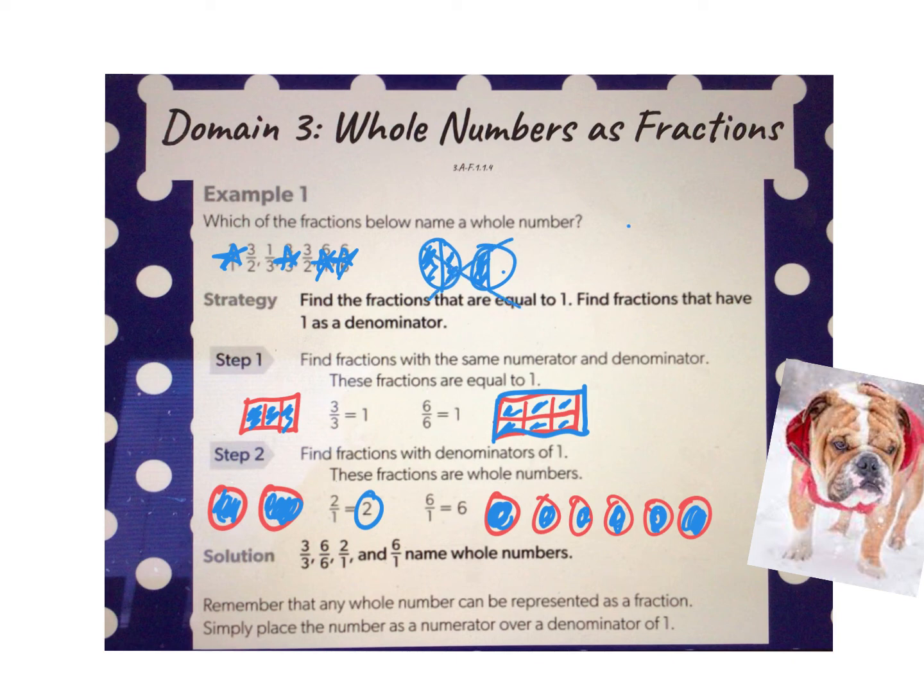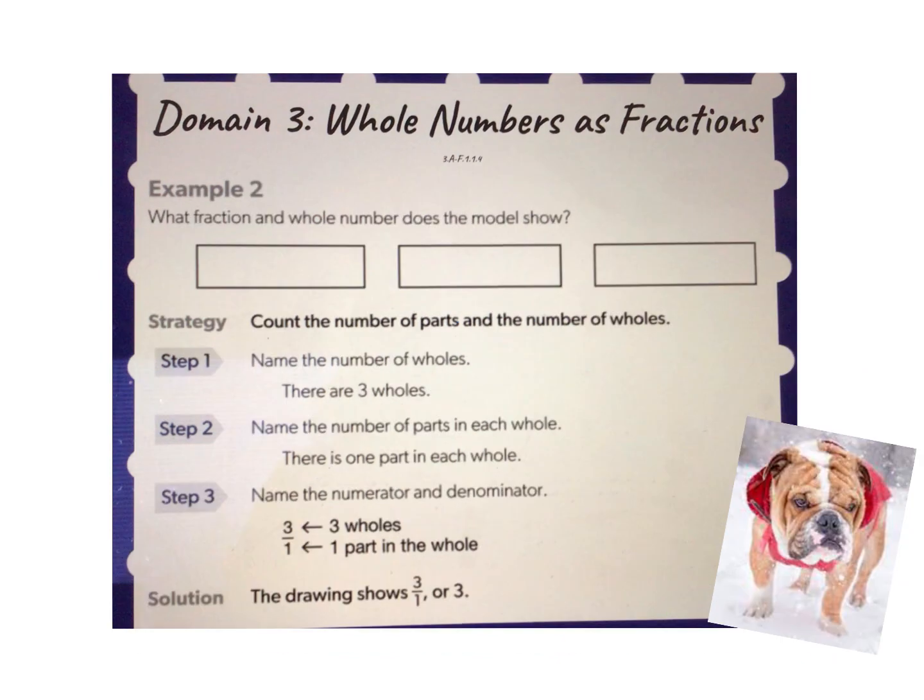And then if I would look at 1/3, I'll go ahead with my thirds over here, and if I have 1/3, that's just a fraction, so I don't have a whole part shaded in either. So as you can see, 3/3 and 6/6 equal 1 whole, and 2/1 and 6/1 equal 2 and 6 wholes. Let's practice one more time. So what fraction and whole number does this model show?